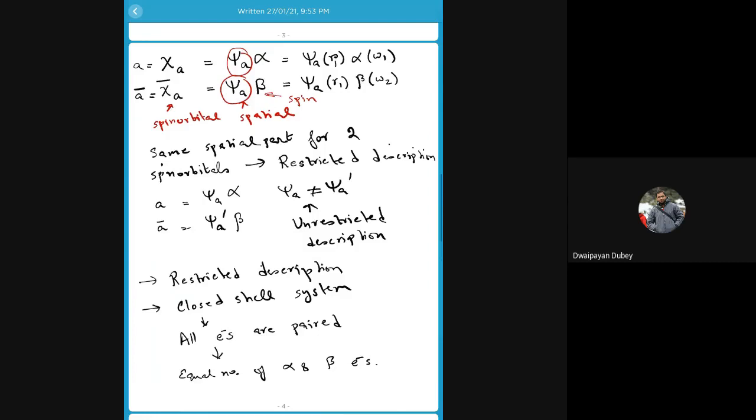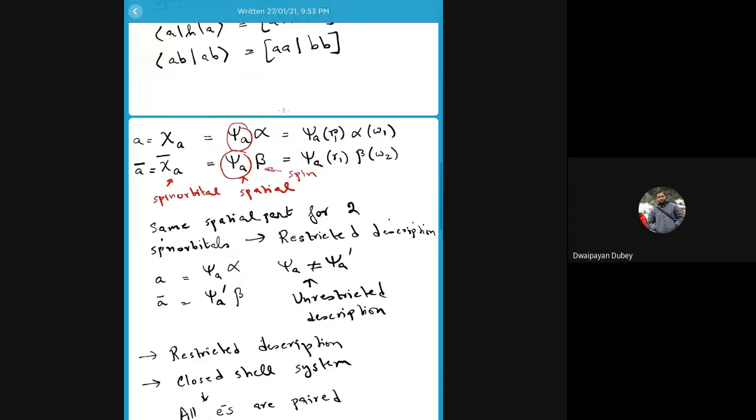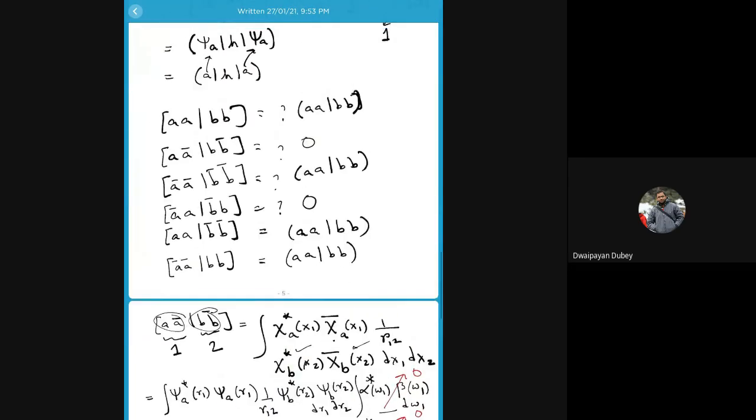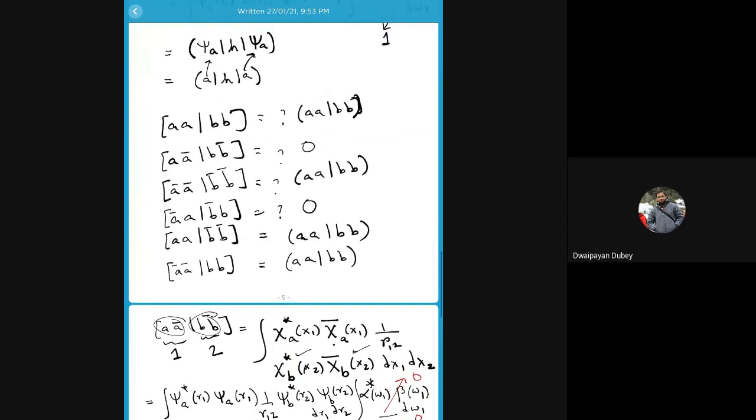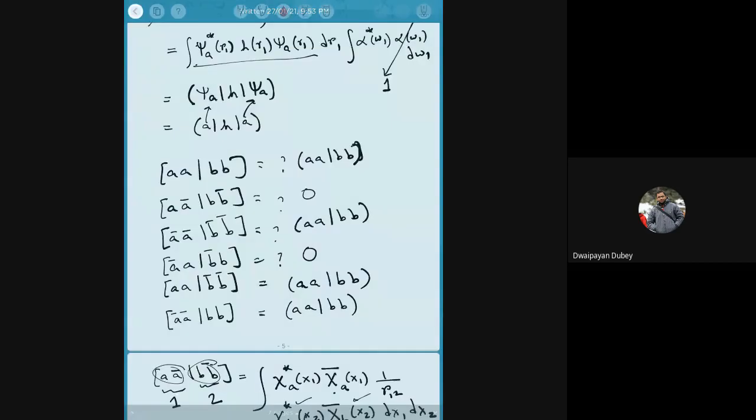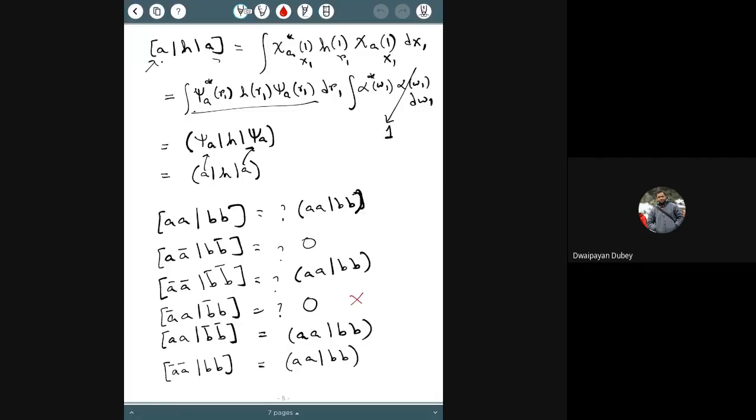Yeah, so here we wrote at the end. Yeah, so this one. So these are also not actually Coulomb integrals.